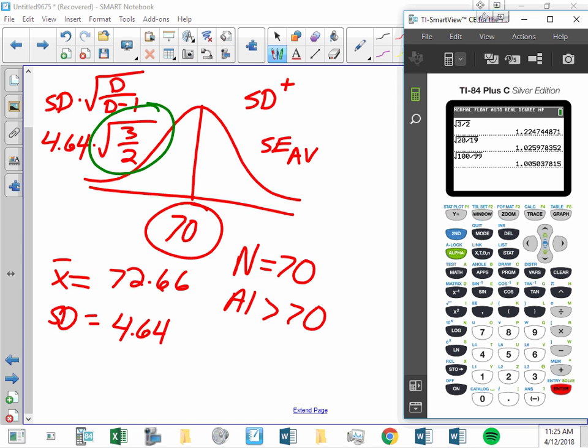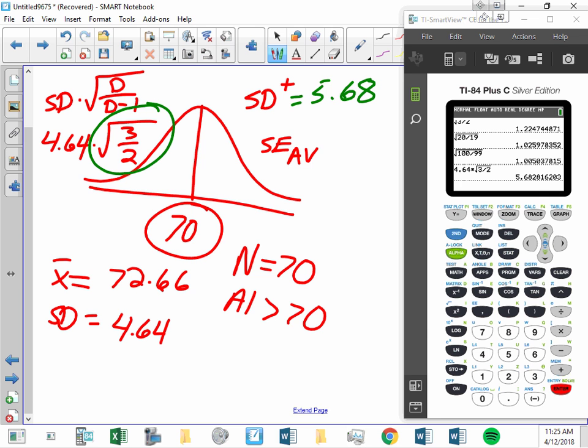Okay, so I'm going to take 4.64 and multiply it by the square root of 3/2. And my SD plus, why is it called SD plus? Because I made it bigger. My SD plus is now 5.68. And the reason I did that is I don't trust my SD. Why don't I trust my SD? Because I only had 3 draws. So do you guys understand the concept behind why we need an SD plus?